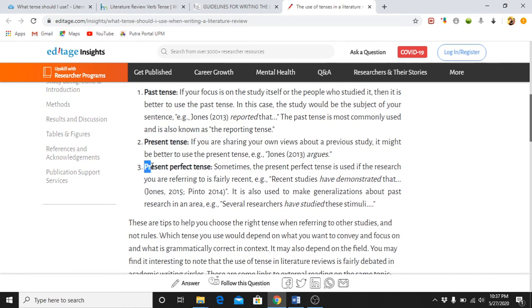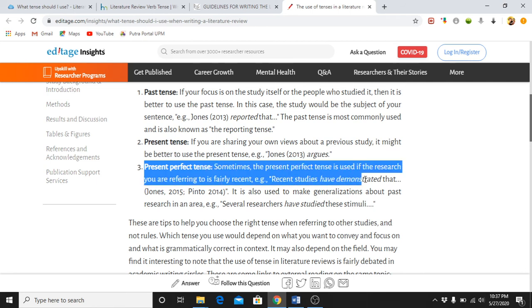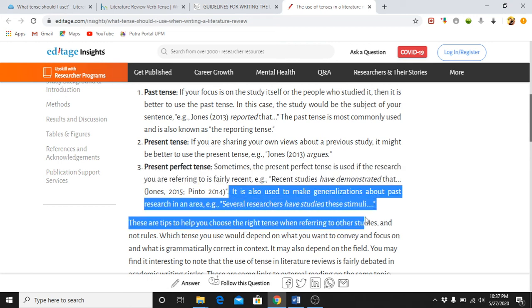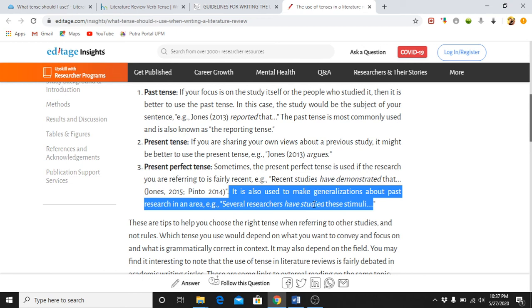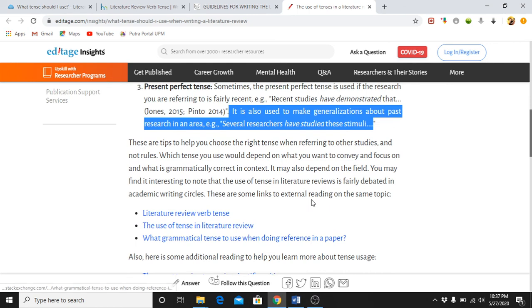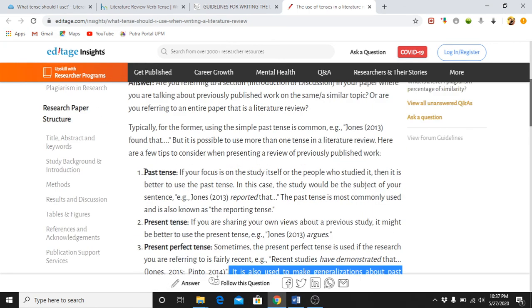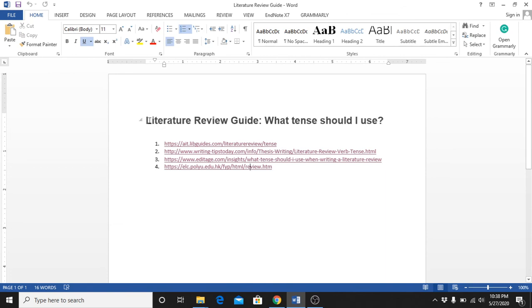And last but not least, you can use present perfect tense. Sometimes the present perfect tense is used if the research you are referring to is very recent, maybe in 2020, 2019. So we can use present perfect tense. It is also used to make a generalization about the research in the area. For example, several researchers have studied. So you can also use this sentence. And as a conclusion, all of these websites highlighted that you can use either past tense, present tense or present perfect tense. So I hope you can start writing your literature review.